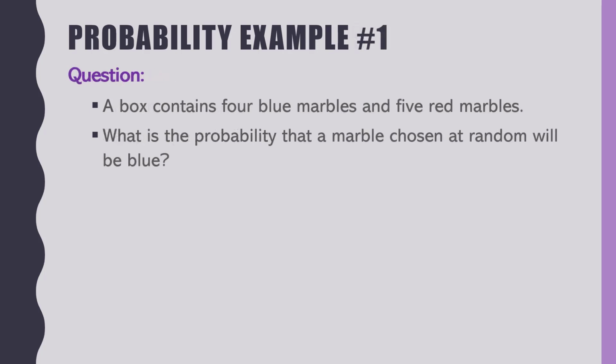So here's our first problem, first example. We have a box that contains 4 blue marbles and 5 red marbles. Simple enough. What is the probability that a marble chosen at random will be blue? That's the thing we're going to solve. We're going to start easy. We're going to get a little bit more intricate as we move along. But let's take a look.